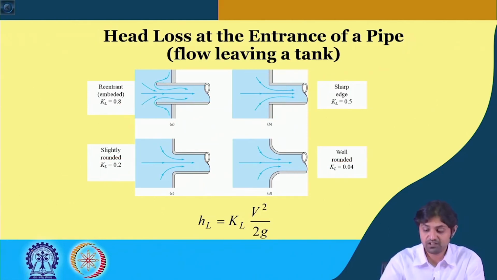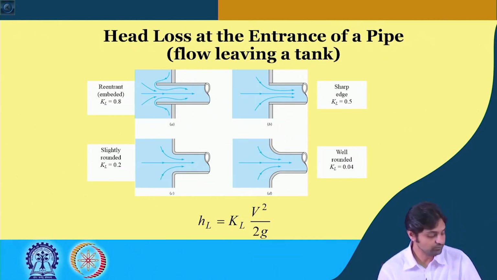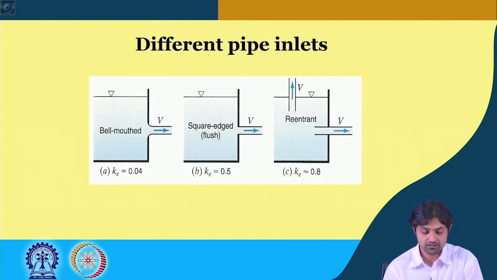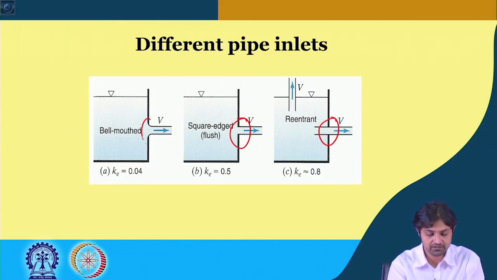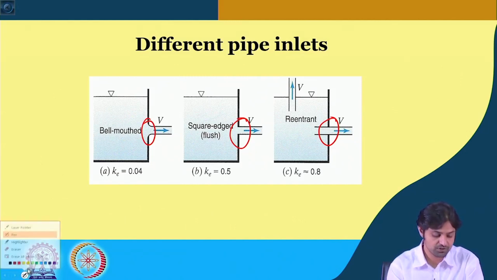So this is nothing but pipe entrance. By default just take 0.5 if nothing else has been given. Now different pipe inlets, again the same thing, you see K inlet, K entrance. So these many values you cannot remember. So only the most common ones, the ones which I have been telling, try to remember those.